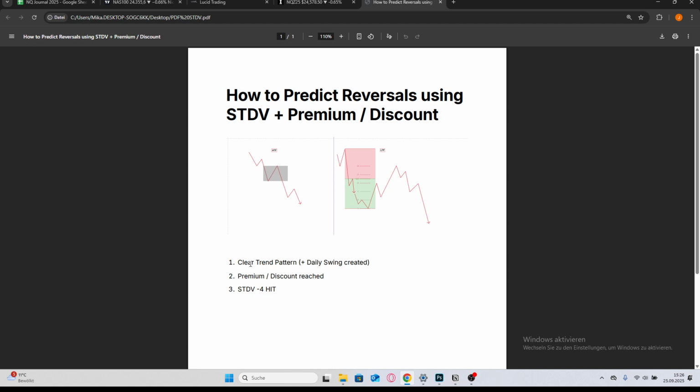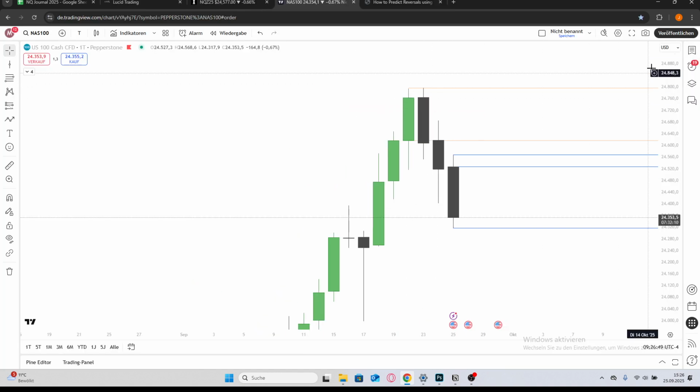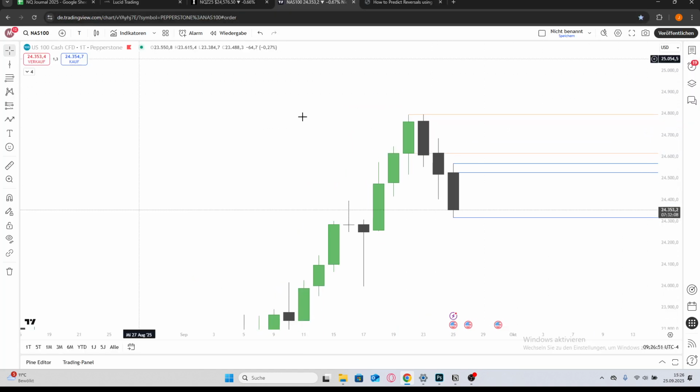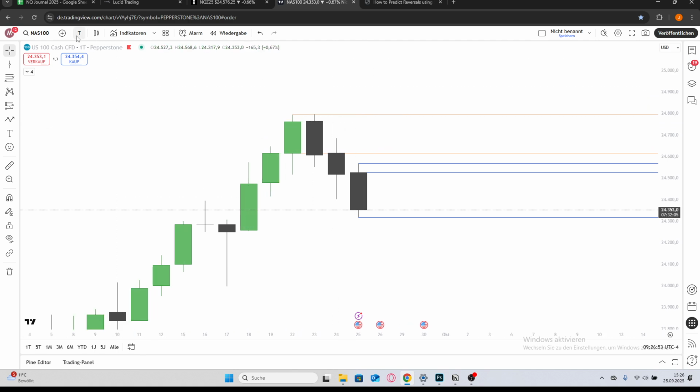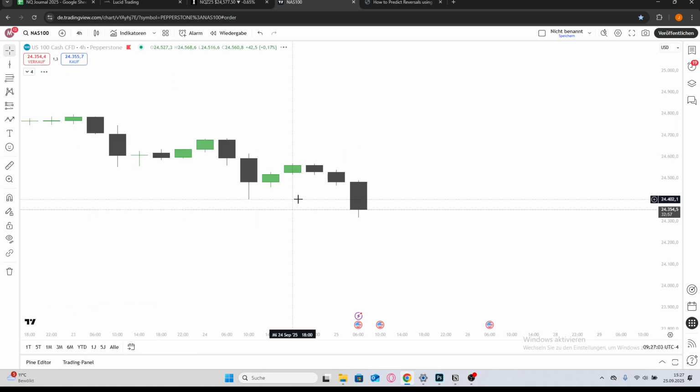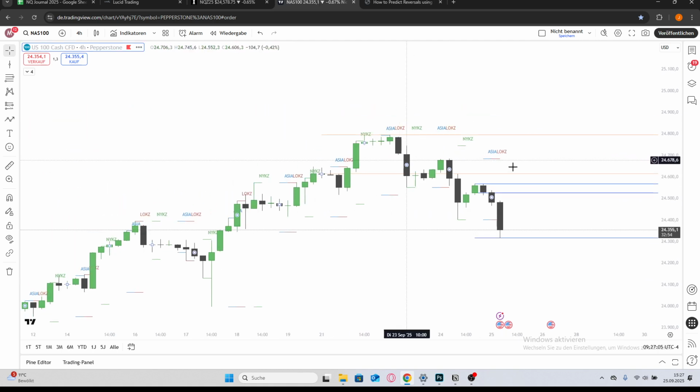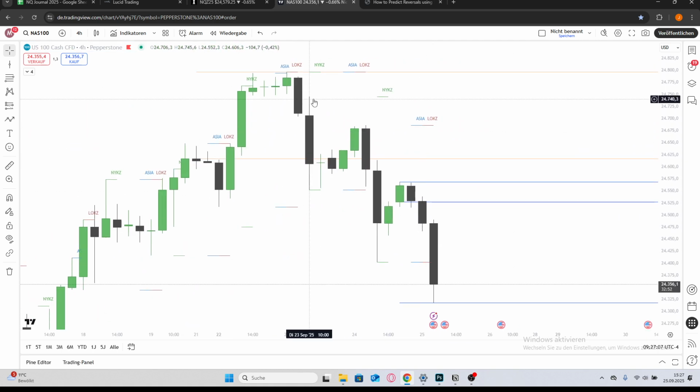The first thing is I want to see a clear trend pattern and also a daily swing created. So what is a clear trend pattern? I want to keep it really simple here. What I mean by this is I want to see a clear downtrend. So I'm not really looking at the daily chart because I already showed it here and you can see the previous candle was really bullish, so most people were bullish here as well.